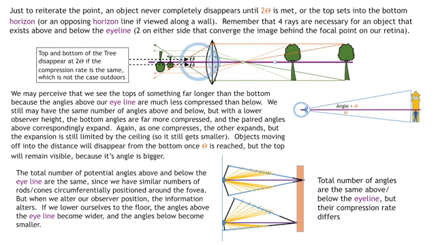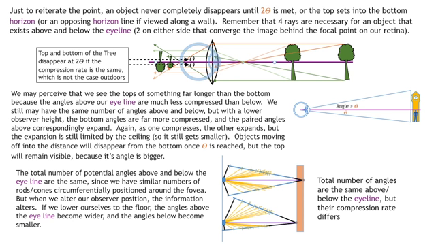Objects moving off into the distance will disappear from the bottom once theta is reached, but the top will remain visible, just like we've talked about, because its angle is bigger. As it then moves off into the distance, it will continue to set into that lower horizon line either until its theta angle is met, or it just completely disappears, one or the other. The total number of potential angles above and below the eye line are the same, since we have a similar number of rods and cones circumferentially positioned around the fovea. But when we alter our observer position, the information alters.